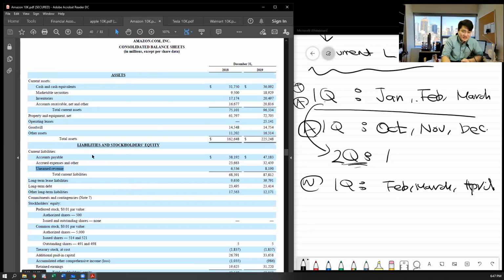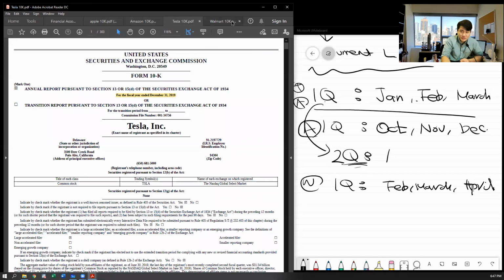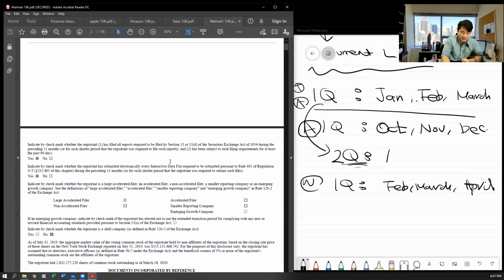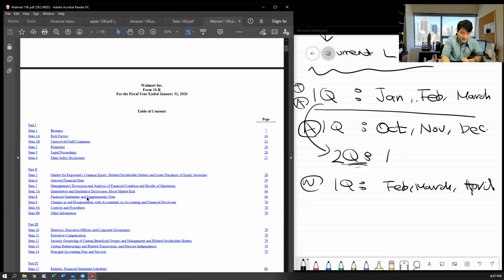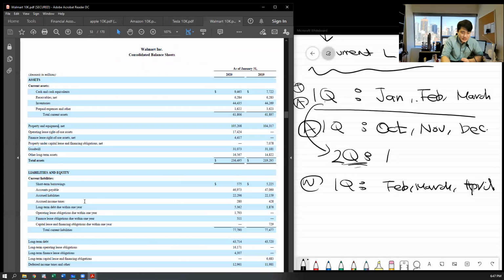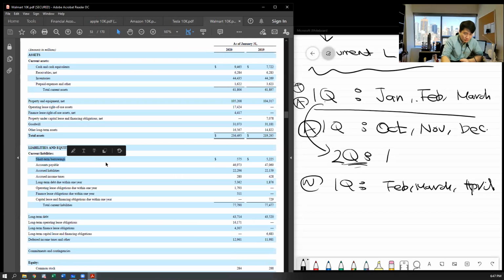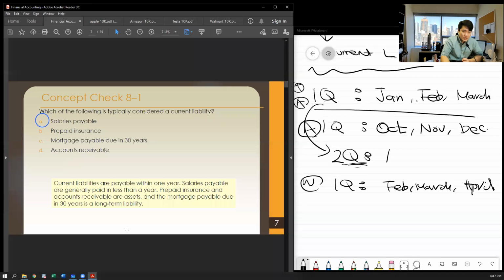But anyways, for Amazon, we have three different types of current liabilities. Let me just look at one more, Walmart, item 8, balance sheets. For Walmart, they have short-term borrowings, which is kind of similar to commercial paper or promissory notes, accounts payable, accrued liabilities, accrued income taxes, and below them are long-term liabilities. Those are some of the examples.